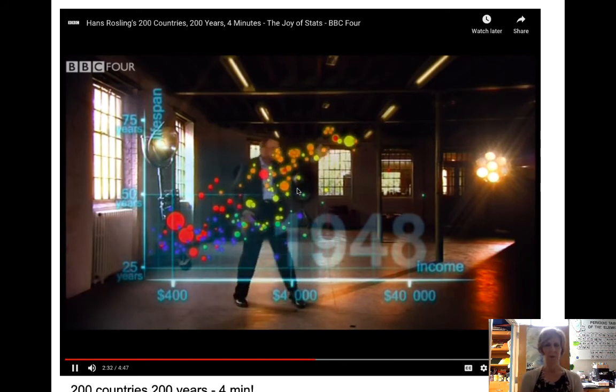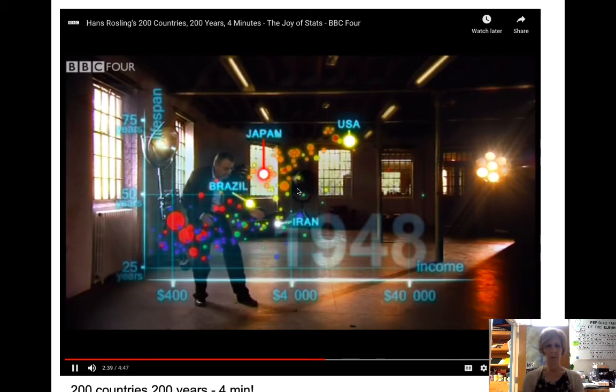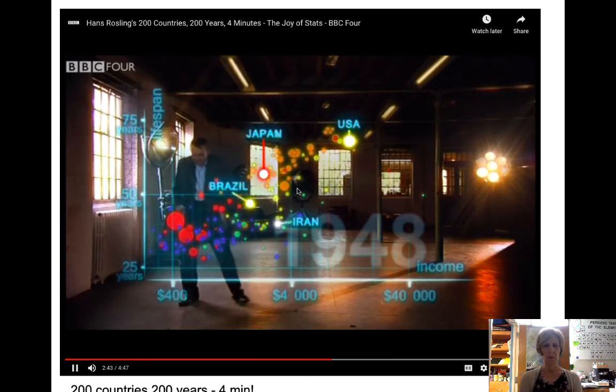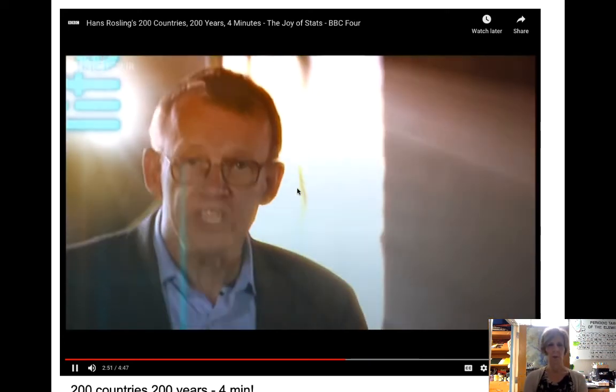United States was in the front, Japan was catching up. Brazil was way behind. Iran was getting a little richer from oil, but still had short lives. And the Asian giants, China, India, Pakistan, Bangladesh, and Indonesia, they were still poor and sick down here. But look what is about to happen.